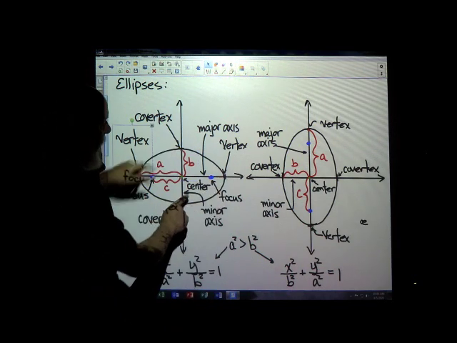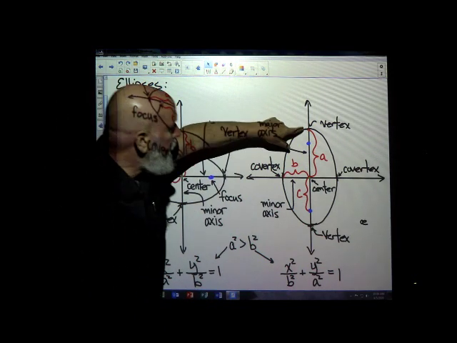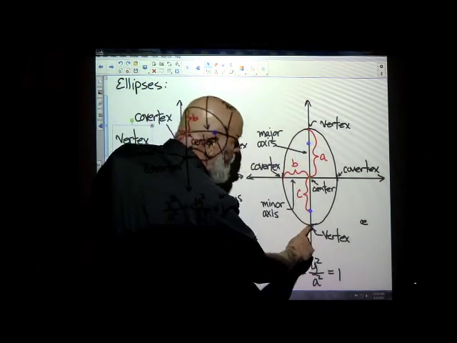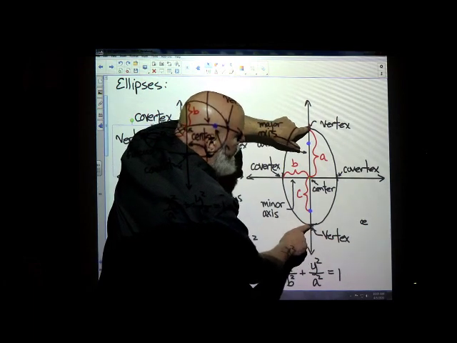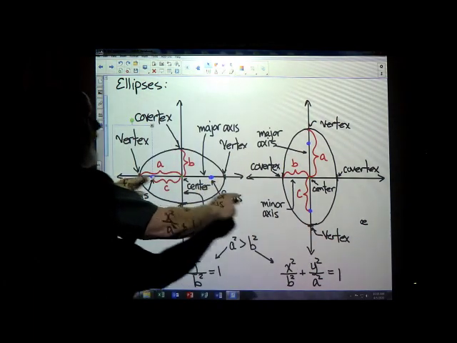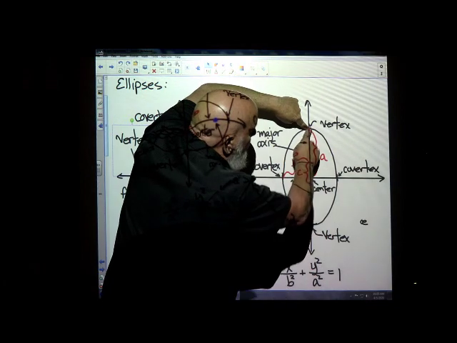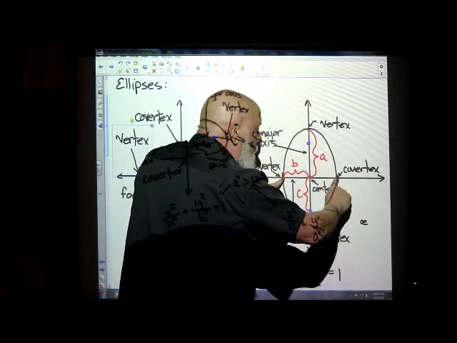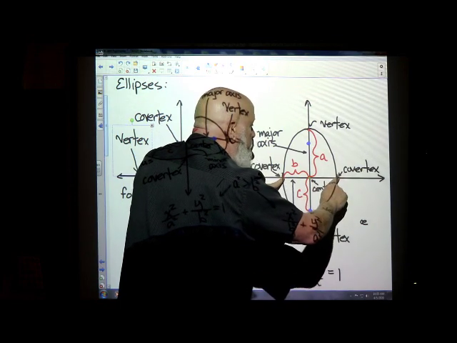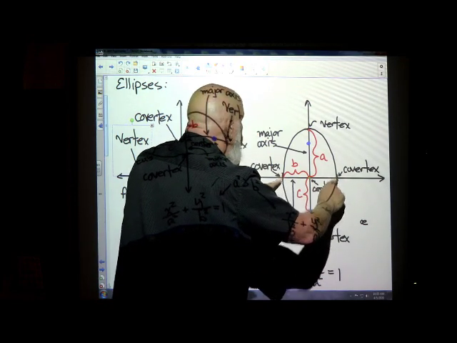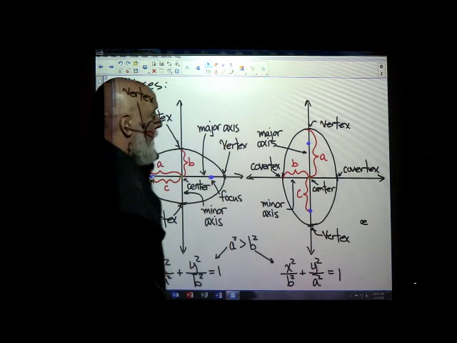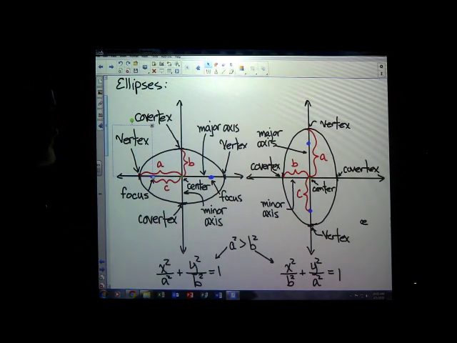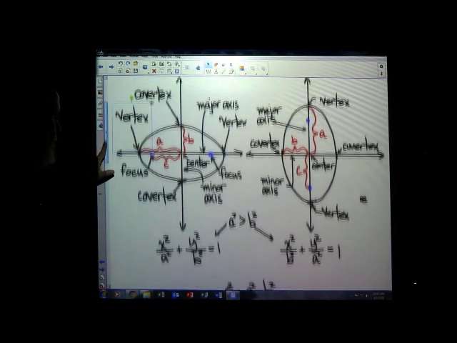Vertex, vertex, covertex, covertex. If it's standing up, the major axis is vertical. So the vertex is at the top and bottom instead of left and right. The vertex is at the end of the long line segment that cuts it in half. If you cut it in half the short way, each one of those endpoints is called a covertex. Okay? Just like this, if it's standing up instead of laying down. And that's the center of the ellipse.